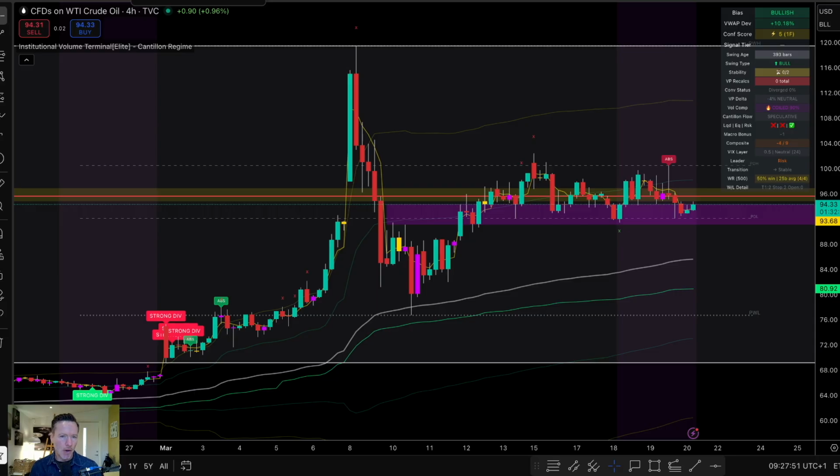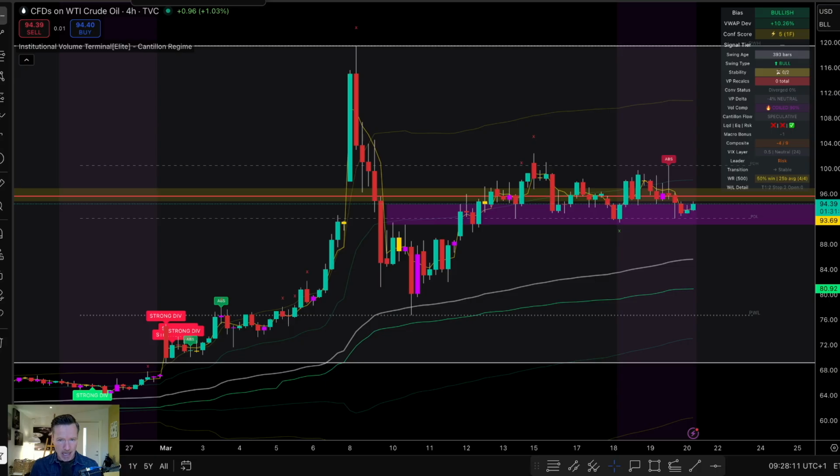USOIL is sitting at COILED 90%. In my V13 engine, the score is +3. That's maximum bull. This is the setup. Stay with me, because to understand why this matters, you need to understand something called the Cantillon Effect.